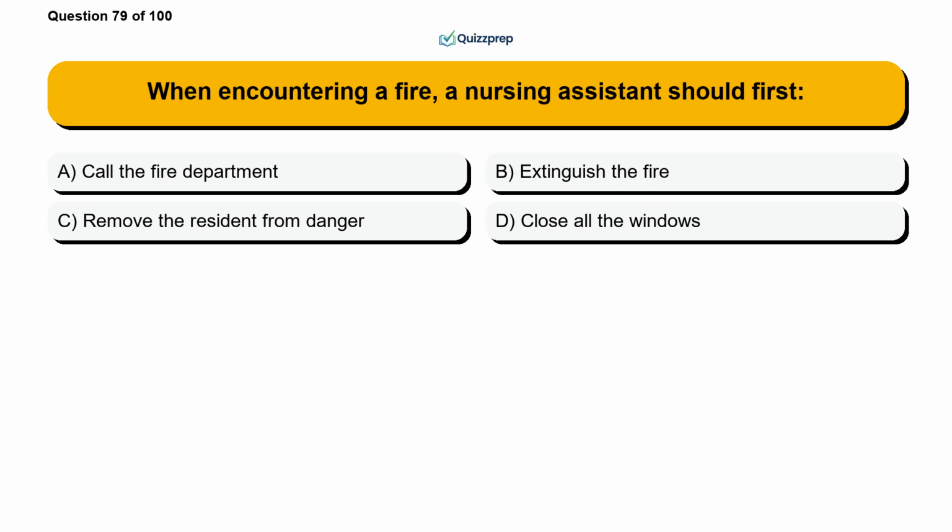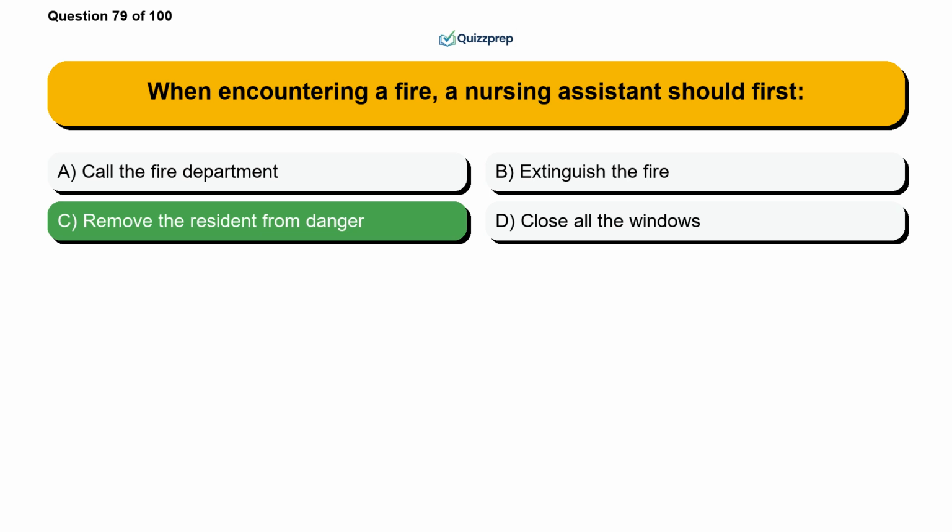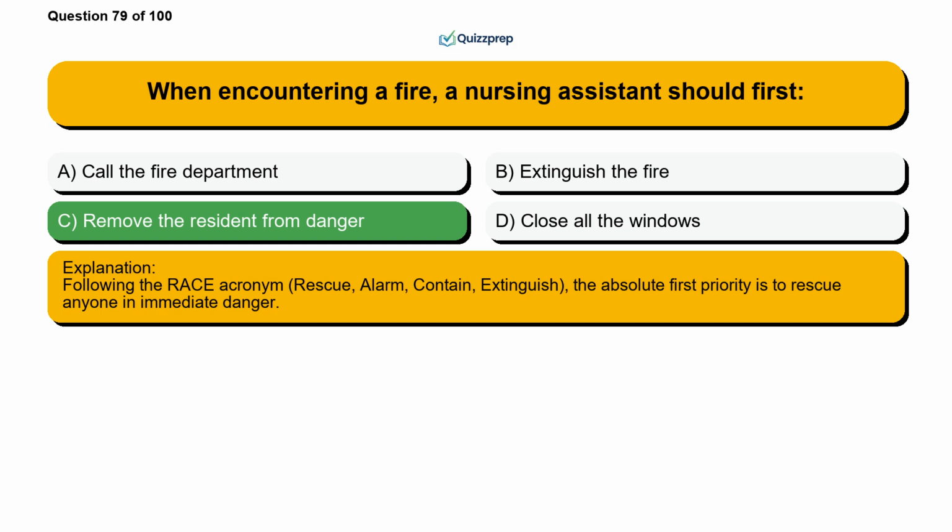Question 79. When encountering a fire, a nursing assistant should first: Option A, call the fire department. Option B, extinguish the fire. Option C, remove the resident from danger. Option D, close all the windows. The correct answer is option C, remove the resident from danger. Following the RACE acronym, rescue, alarm, contain, extinguish, the absolute first priority is to rescue anyone in immediate danger.